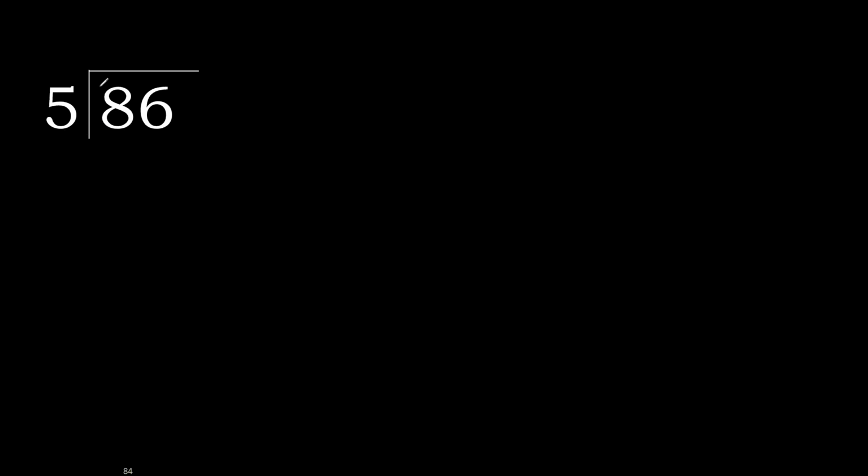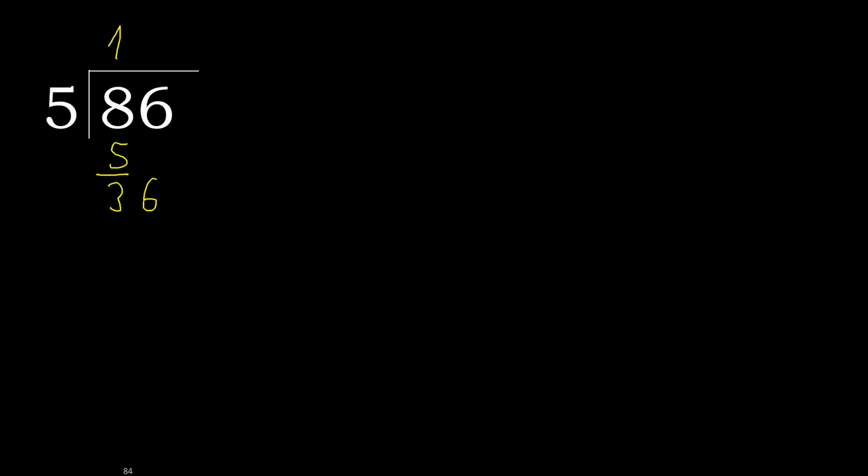86 divided by 5. Here 8 is not less, therefore we take 8. 5 multiplied by which number is nearest to 8, but not greater? 5 multiplied by 2 is 10. 10 is greater. 5 multiplied by 1 is 5, okay, is not greater. 8 minus 5 is 3, next.